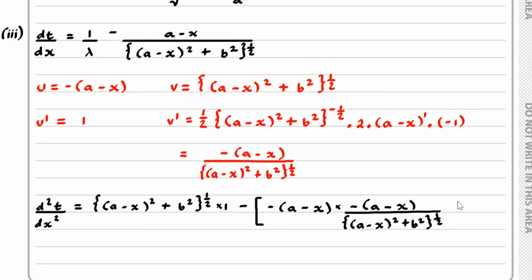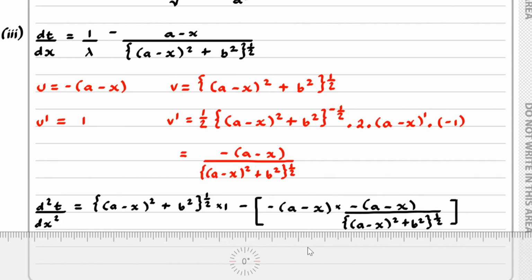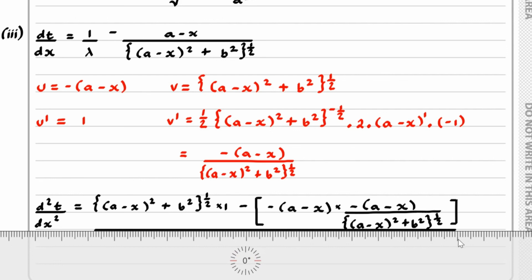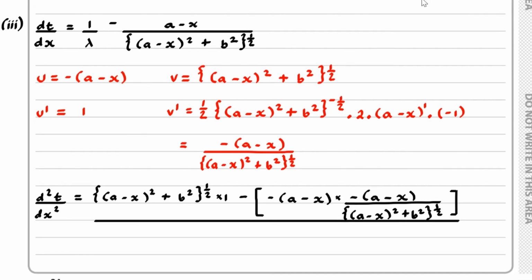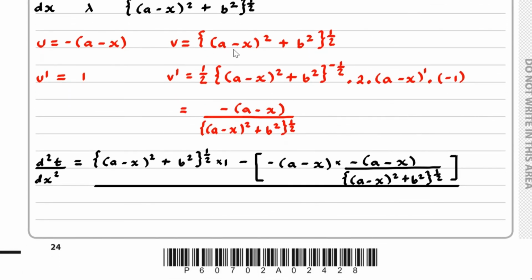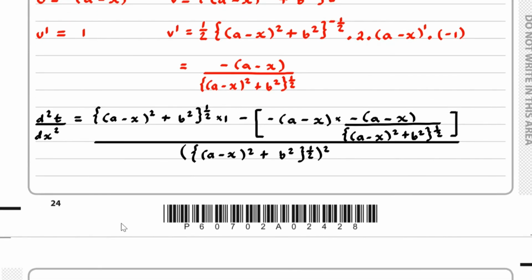And then what we need to do is divide this entire result by v squared. So I'm going to divide this by v squared, so that is (a minus x squared plus b squared) to the 1/2, and then this is being squared. So now let's try to simplify this even further.